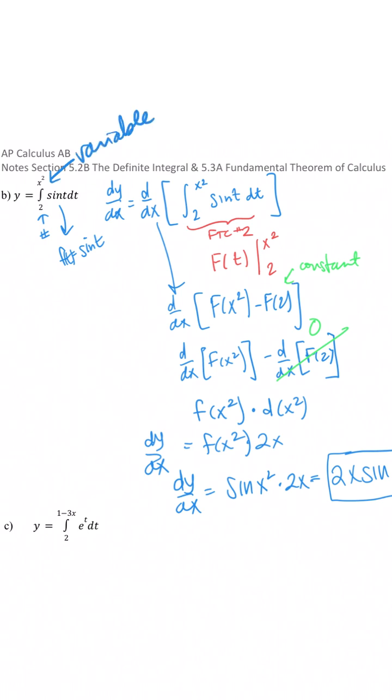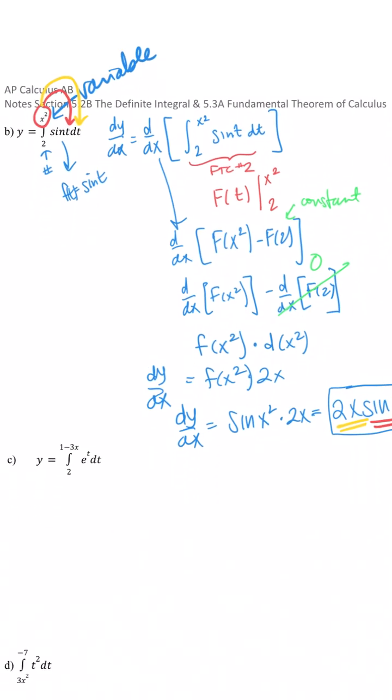You're going to take this x squared and plug it in for t. So that's this part, sine x squared. And then you're going to take that x squared and you're going to plug it in for dt and take its derivative. That's this part, the 2x.